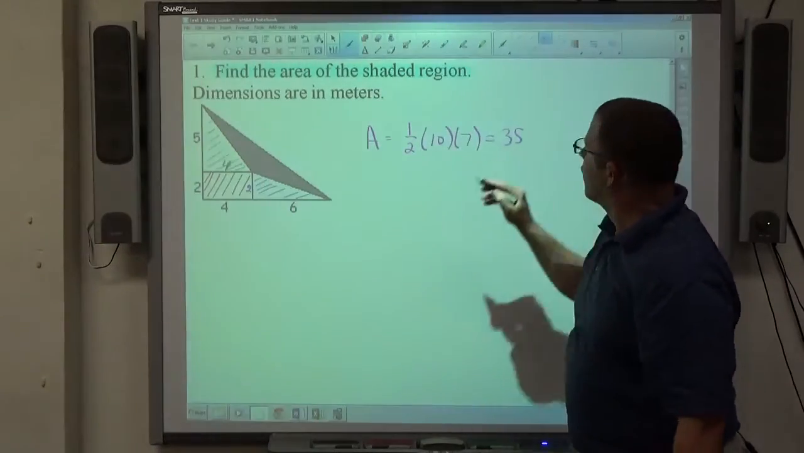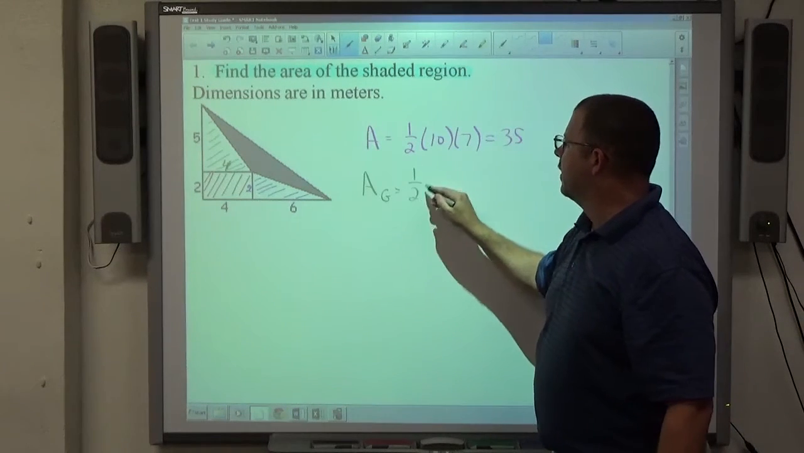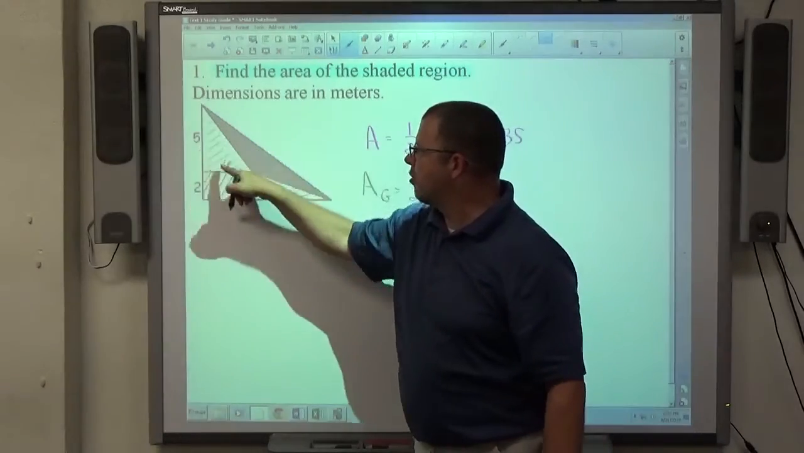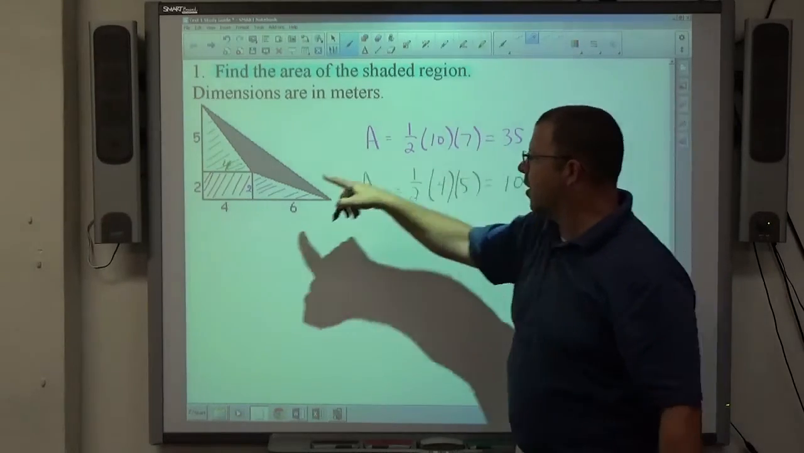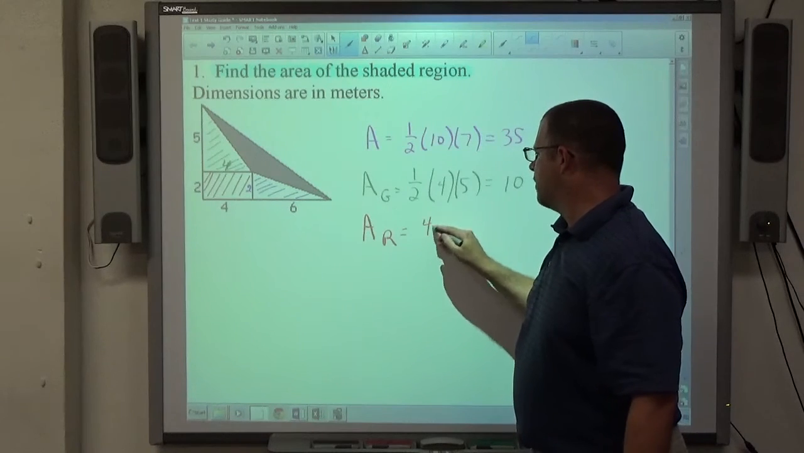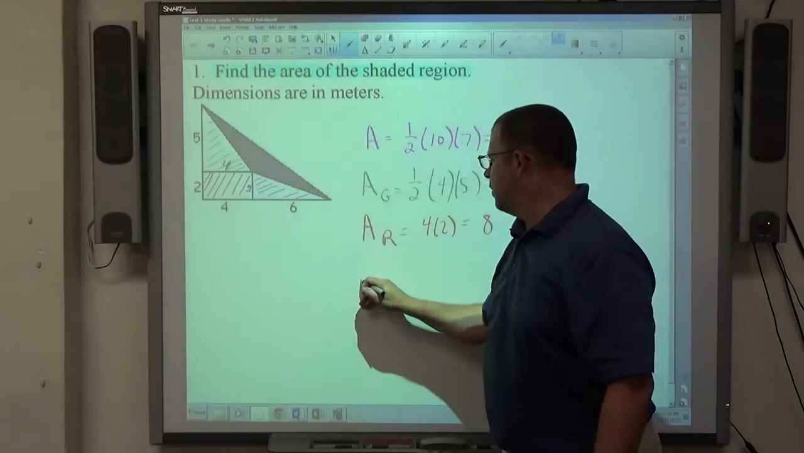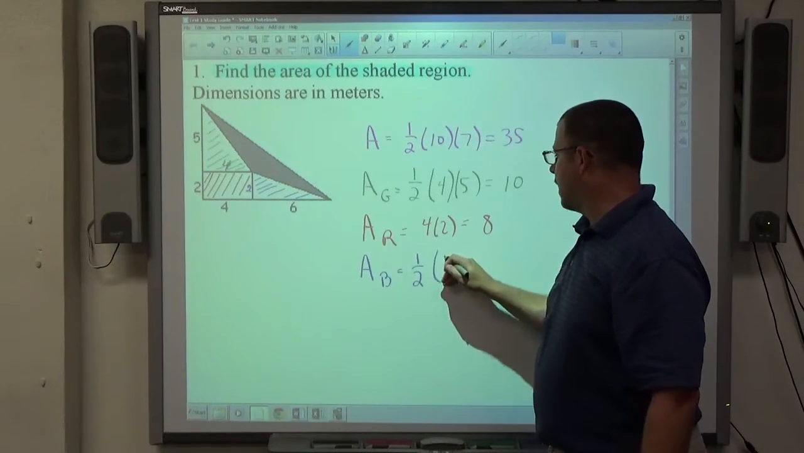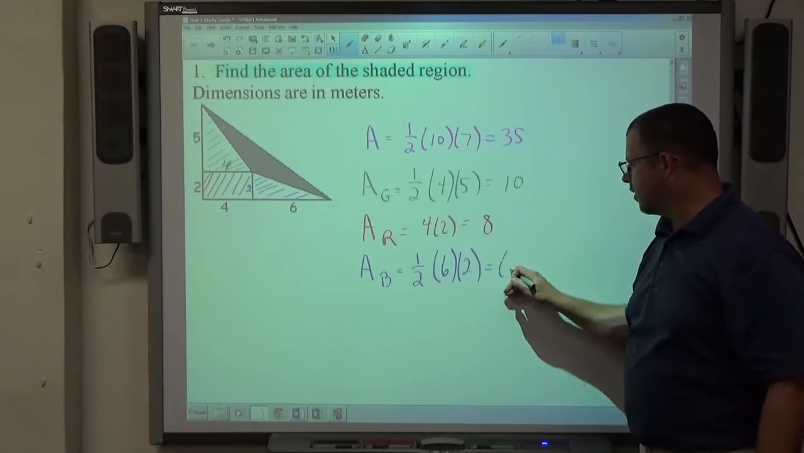the shaded portion. So the area of the green, I'll say A sub g for green, is 1/2 times its base times its height. I'm using this formula because the green is a triangle, so 1/2 times base times height, which is 10. Considering the red is a rectangle, the area of the rectangle is just the base times the height. 4 times 2 is equal to 8. And if we're looking at the blue triangle, once again it's a triangle, so the area formula for a triangle is 1/2 times its base times its height. 1/2 of 6 is 3 times 2 is 6.